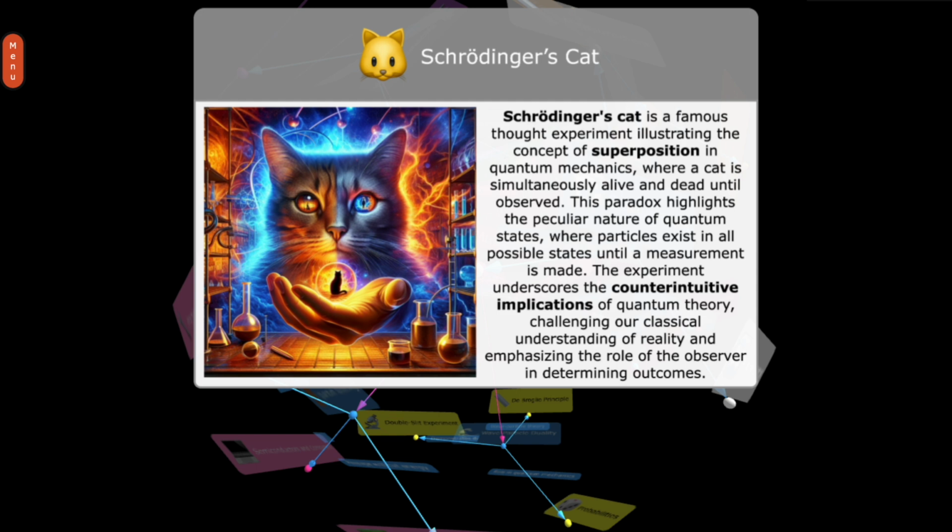Schrödinger's cat is a famous thought experiment illustrating the concept of superposition in quantum mechanics, where a cat is simultaneously alive and dead until observed. This paradox highlights the peculiar nature of quantum states, where particles exist in all possible states until a measurement is made. The experiment underscores the counterintuitive implications of quantum theory, challenging our classical understanding of reality and emphasizing the role of the observer in determining outcomes.